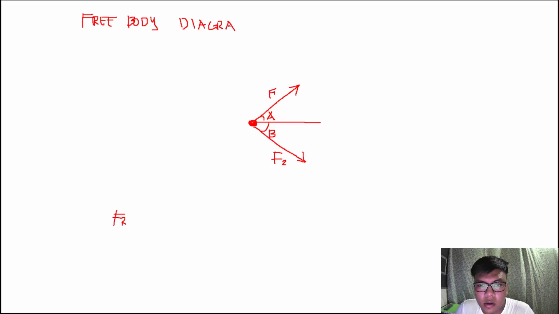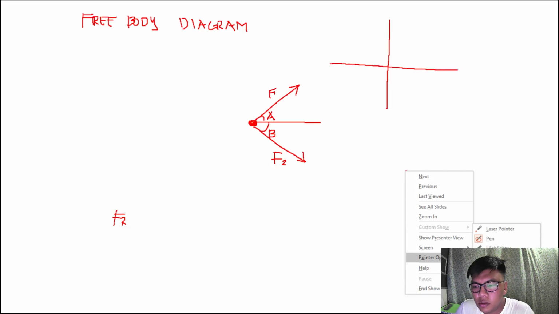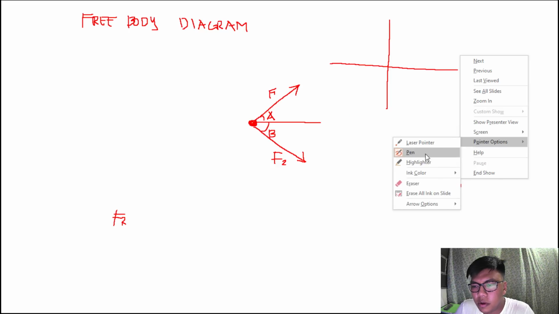Okay, so we can break down the components muna, and we can get the summation or resultant of the x and y components. Okay. So, for x components, okay, ito yung ating Cartesian plane. Ano lang ngayon yung ating mga forces na mayroong x component.